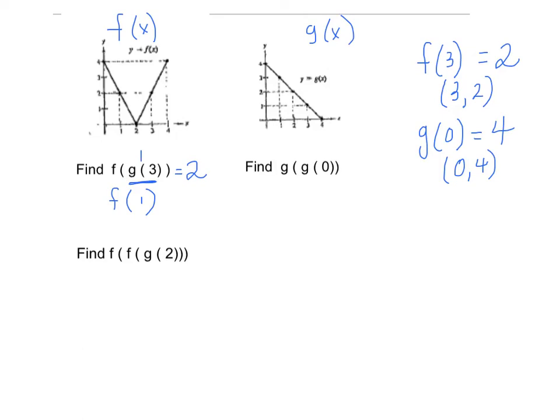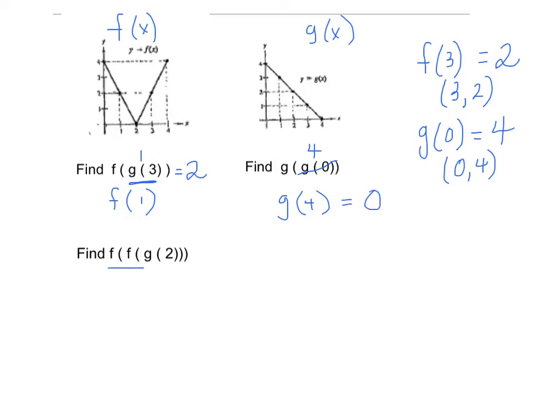Okay. When it says the composition of g of g of 0, we're going to use the same graph twice. So start with 0, where x is 0, and g of 0 is 4. So instead of g of 0, I'm just going to put a 4 here. And then I'm looking for g of 4. So I come here to my g graph. G of 4 is 0. So the answer is 0.